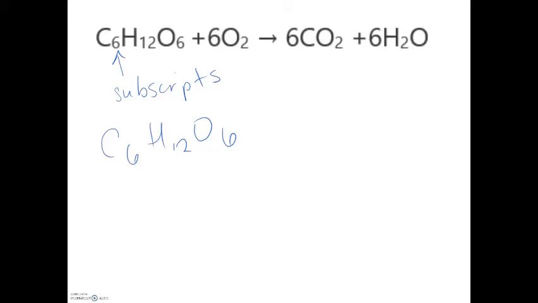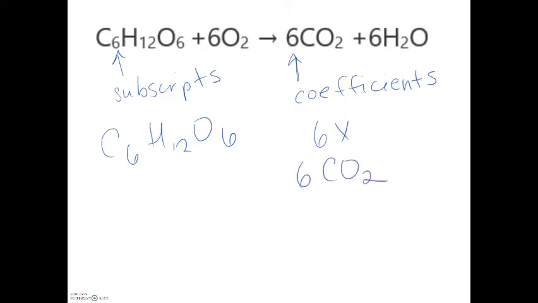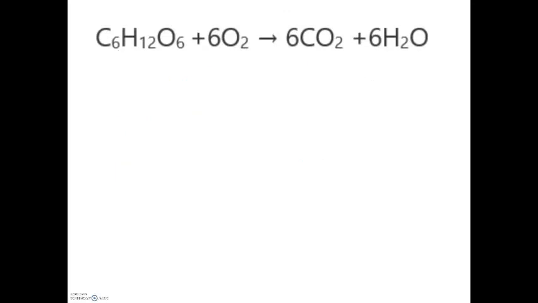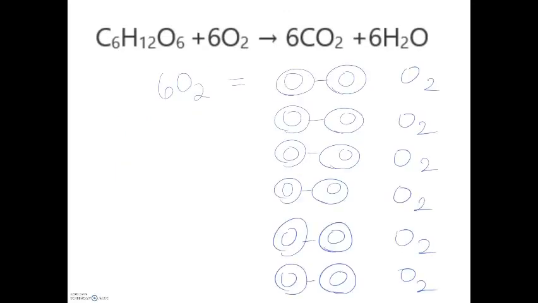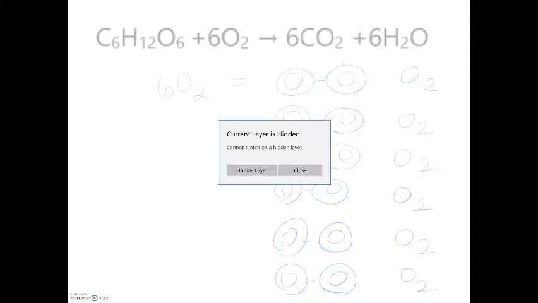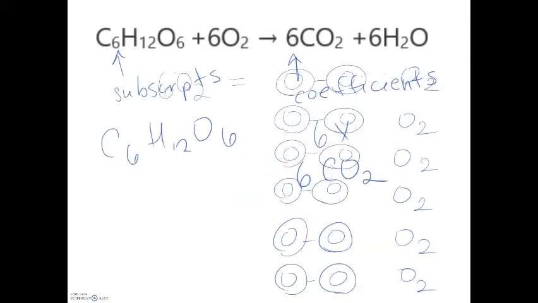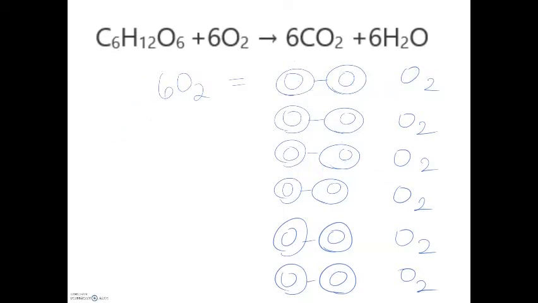But the part that threw people off was these bigger numbers here, which are called the coefficients, just like in math. And just like in math, just like how if you had like 6x in math, that would be 6 times x. 6 CO2 means there's 6 of those CO2s. So to show you guys another example, a simpler example of that, this 6O2 here, sorry, there we go.